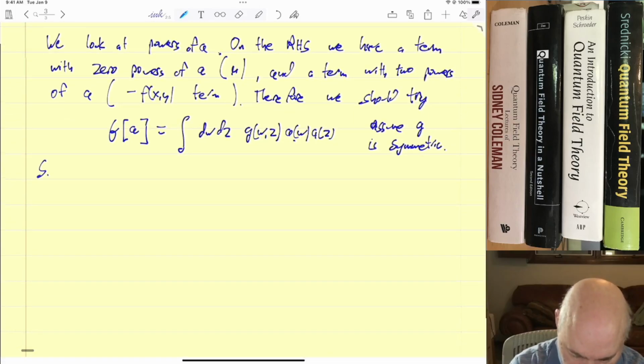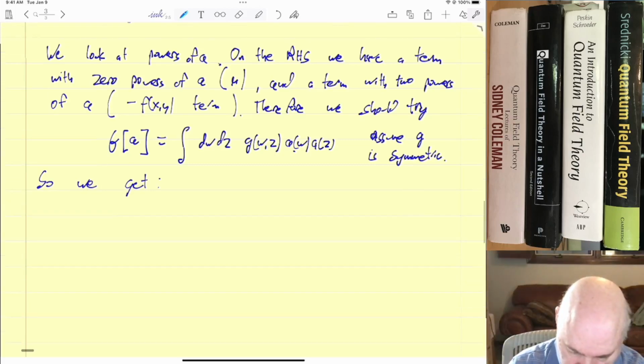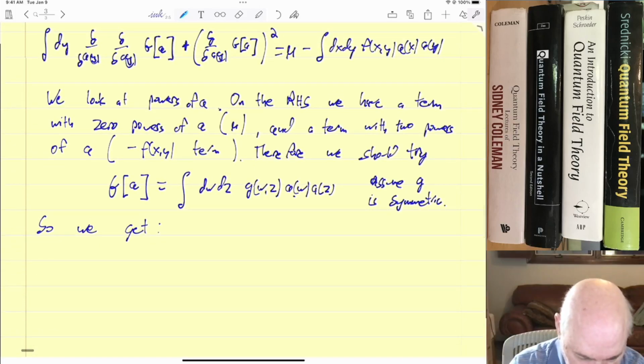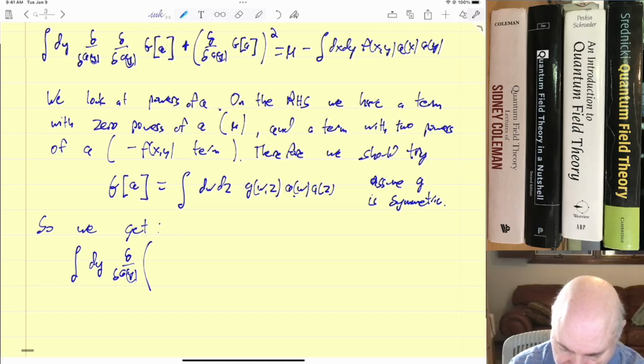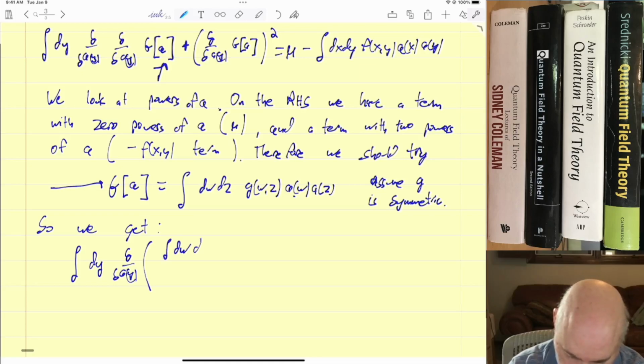So we get the integral of dy. I'm going to take one derivative term, δ/δa(y). And now let's take the derivative of g using this g over here and here. Let's just take one derivative. What are we going to get? We're going to get the integral dw dz g(w,z).